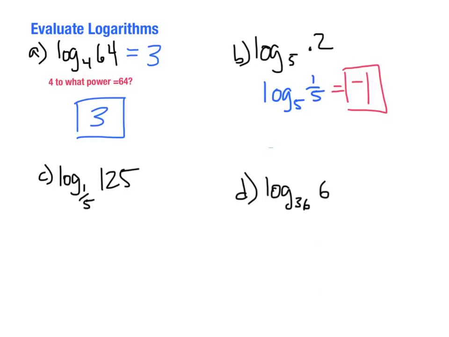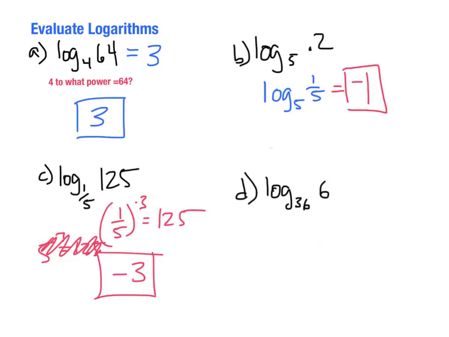In the next example, 1/5 to what power equals 125? The best way to think about these is, if this wasn't 1/5 but 5, 5 to the third power equals 125. But since it's a fraction, I have to raise it to a negative exponent. So 1/5 to the negative third will equal 125. My answer here is just -3.